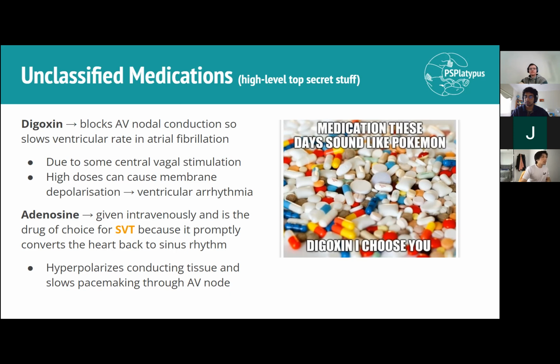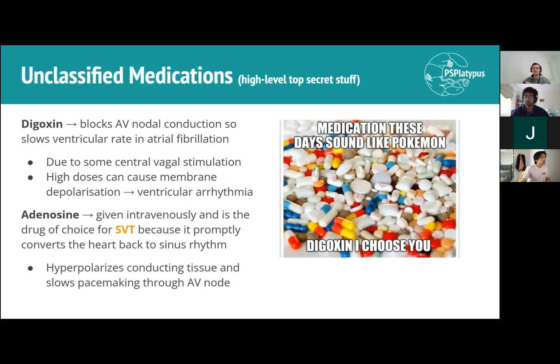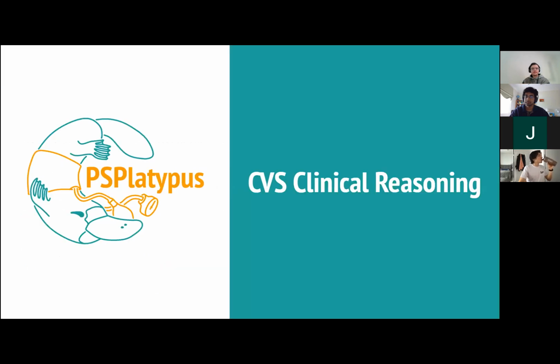Maybe some of the adverse effects of your class 1 medications. Potentially think back to the drug combinations that you want to try and avoid. And then finally, know that digoxin is good, but in high doses it's bad. Adenosine is the drug of choice for SVT, and it's given IV. Those are the main takeaway points that I would really focus on for this section. And that's it. I'll pass it on to clinical reasoning.